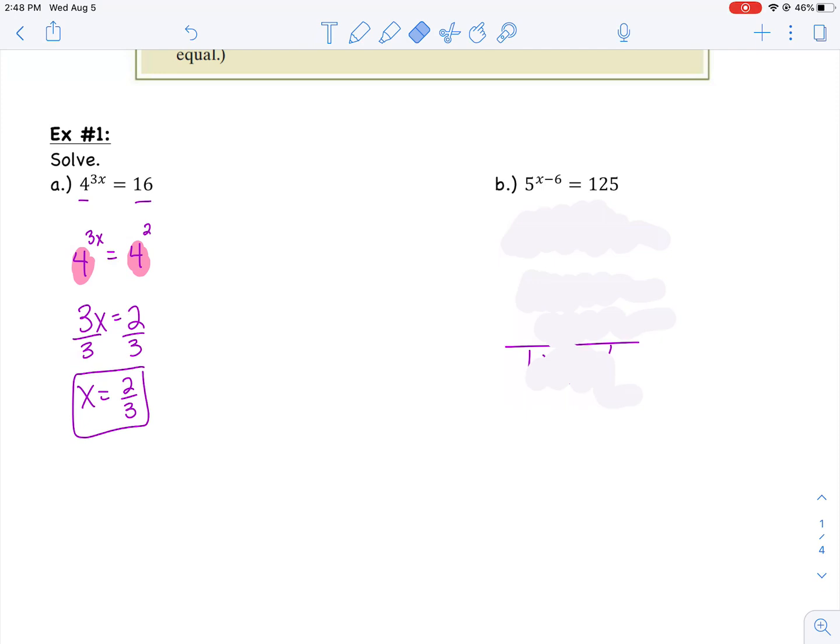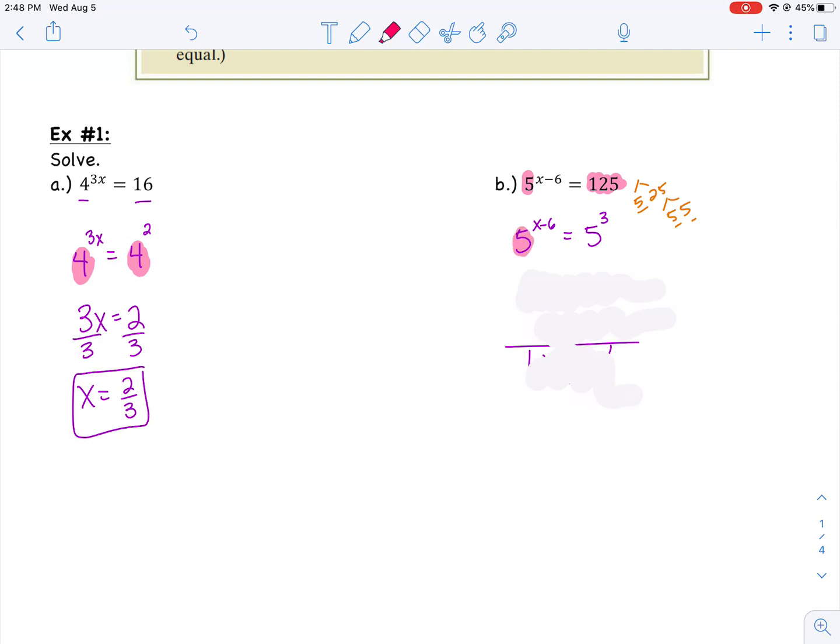Let's try another one. Look at B. I have 5 raised to the x minus 6 equal to 125. I want the bases to be the same, so I can start to figure out what x is. All right, 5 I can't really make into any smaller base. I can't break that down at all, but I can break down 125. I know that 125 breaks down to 5 and 25, and 25 breaks down into 5 and 5. So look at 1, 2, 3 5s. So instead of calling it 125, could I really call it 5 cubed? That's 5 times 5 times 5. Should give me a 125, right?